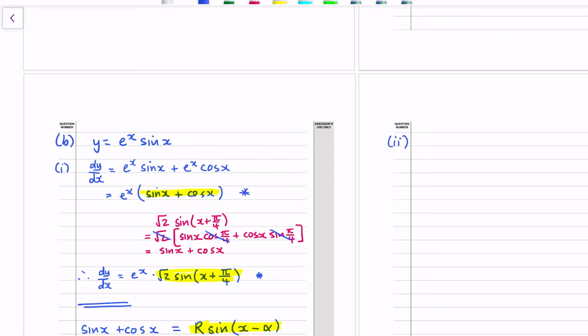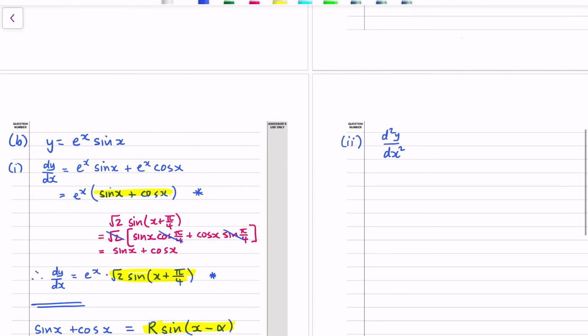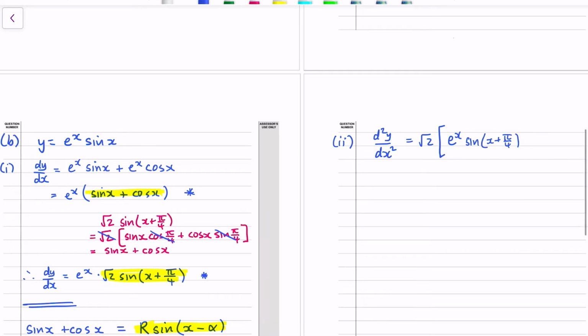Okay, so d squared y over dx squared, the second derivative. Root 2 is going to sit there. Then we need to diff e to the x times by sine of x plus pi over 4. I'm going to use the product rule again. So diff the e to the x times by sine of x plus pi over 4. Then diff the sine of x plus pi over 4.